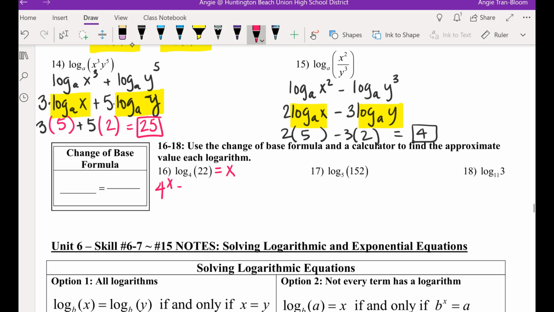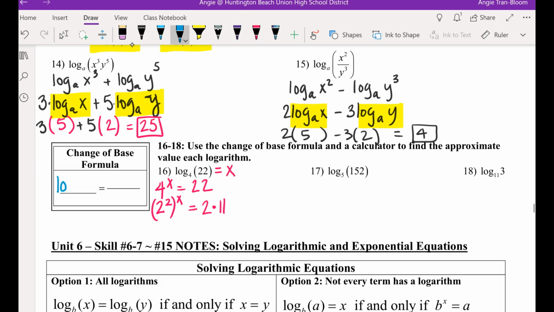4 to the power of x equals 22. 4 is 2 squared. Would you guys agree? So remember, I'm trying to get to a common base. So 2 squared to the power of x equals 22. Is it possible to get a base of 2 from 22? Because 22 is really 2 times what? 11. It's not the same as 2 to the power of 11. So currently, can I solve this without a calculator? No. Okay. So that's where the change of base formula comes in.